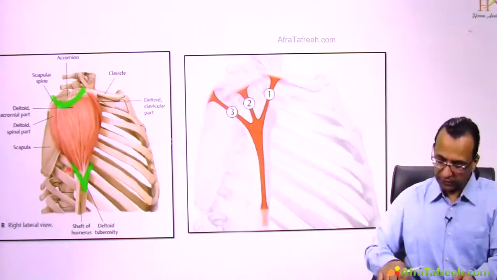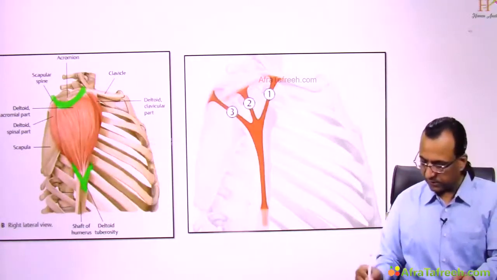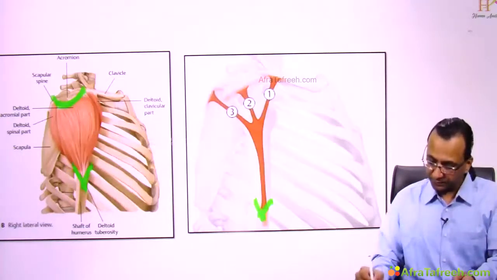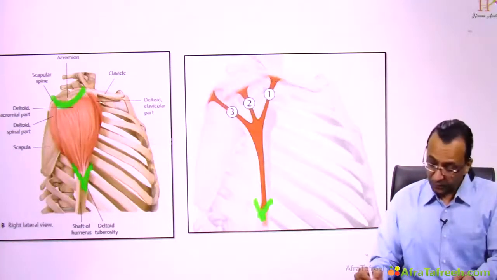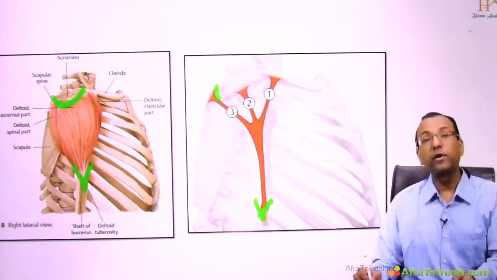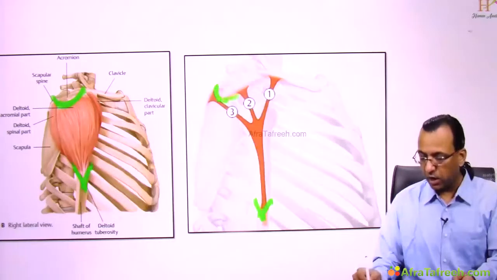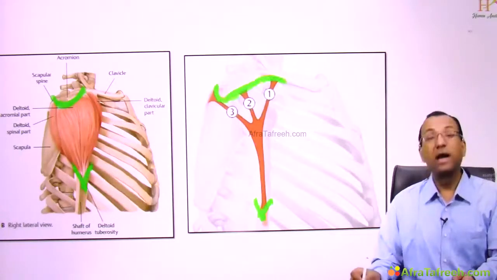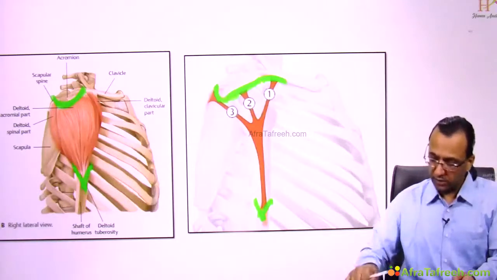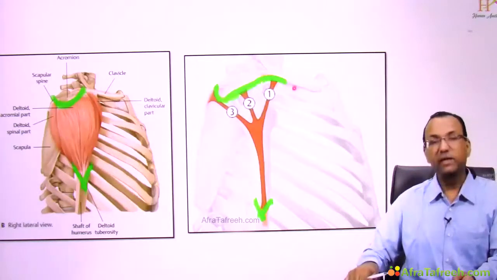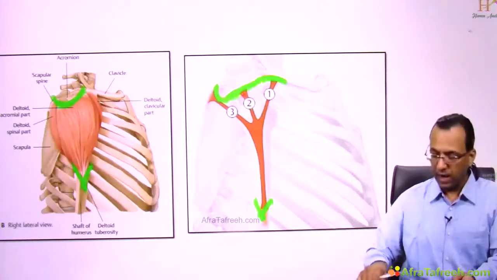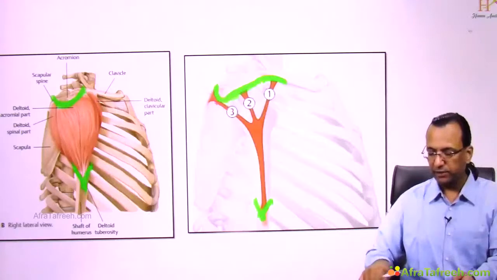So this is the mid shaft of the humerus, deltoid tuberosity. That is the insertion. The origin is the lower border of the spine of the scapula, the lateral border of the acromion process, and the anterior border of the clavicle. Yes, the anterior border of the clavicle, the lateral border of the acromion process, and the inferior border of the spine of the scapula.